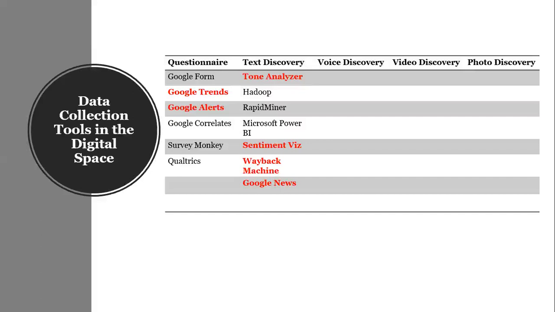So we have the questionnaire. Under the questionnaire, we have Google Forms. Google Forms is very simple for everybody to use, so I'm not going to talk about that one today. Then we also have Google Trends, Google Alerts, Google Correlate, SurveyMonkey, Qualtrics. These are the online survey questionnaire developer formats that you can use for data collection.